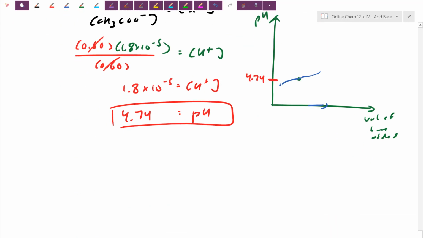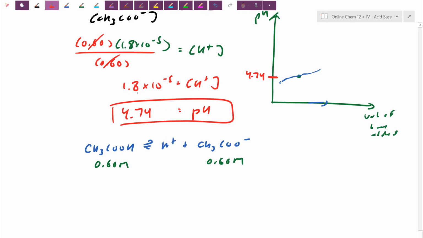Okay, so let's just rewrite our equation here. CH3COOH is in equilibrium with H+ and our acetate. We started off having 0.60 molar, 0.60 molar. I actually know the H plus here is actually this number, but I'm just going to say small for now. This is my initial condition.